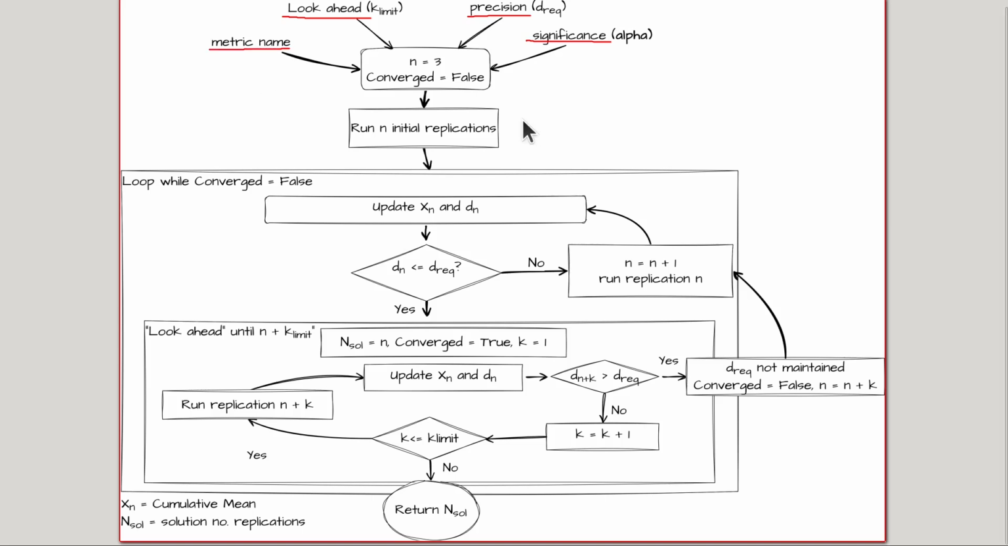To start off with, the algorithm simulates an initial number of replications. Typically, that would be 3 replications. That's what the authors recommend. We're also going to track a value called converged. We'll set that initially to false. And each time we hit the desired precision, we'll flip that over to true, and then we'll run a look-ahead period to check, are we maintaining that convergence?